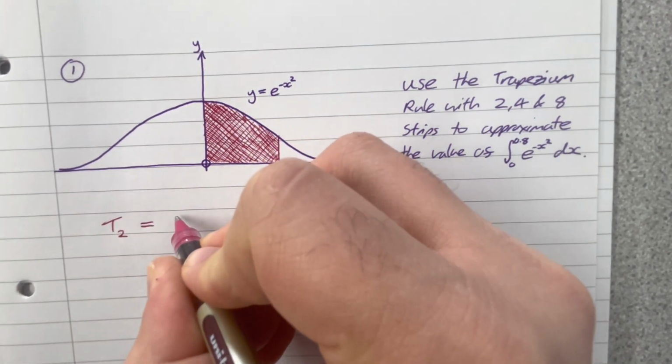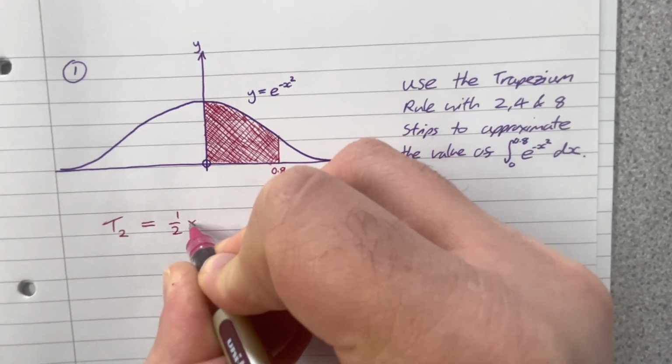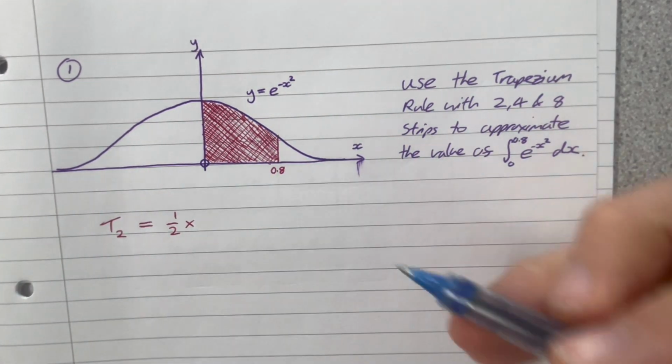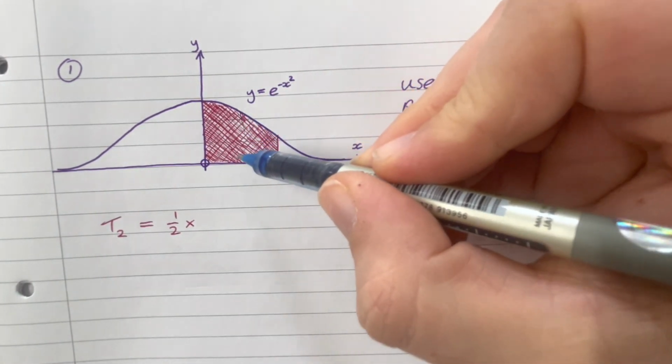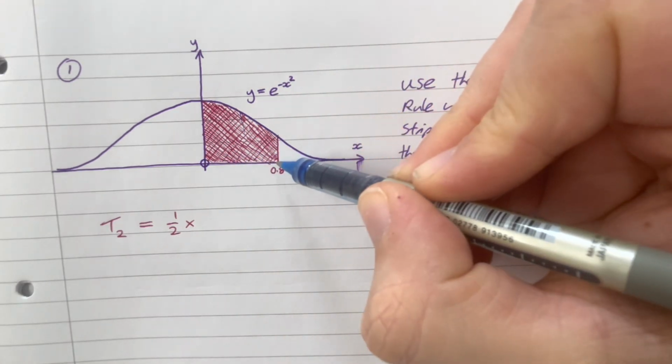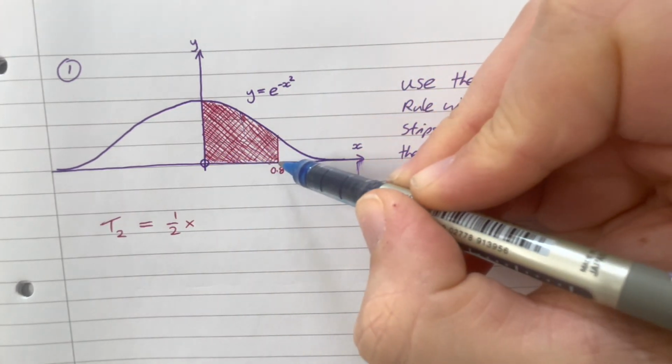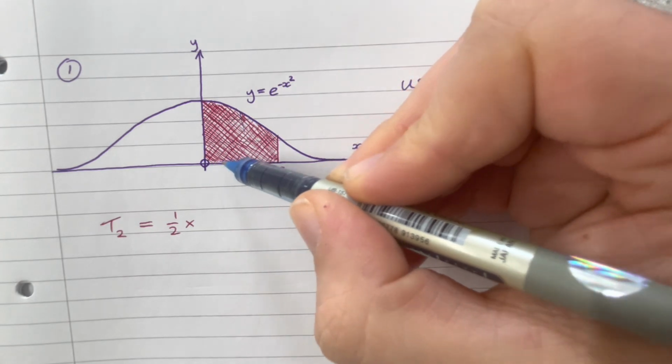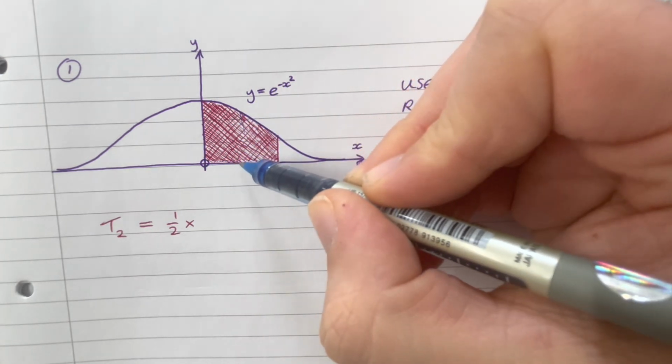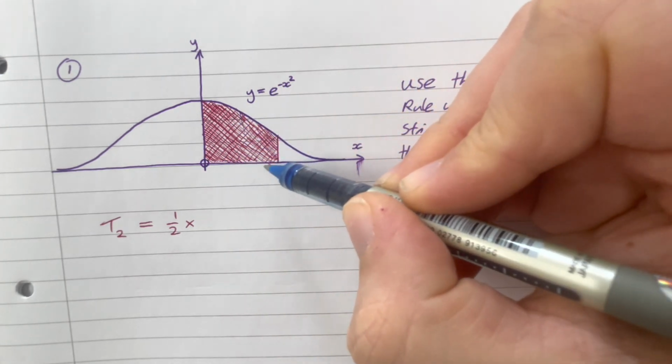This is equal to half times h. Now, if I'm going to do 2 strips, then each strip is going to have a 0.8 base, because the whole thing must be 0.8. So half of that is 0.4. So it's going to be 0.4 to there, and then 0.4 up to there. So h is 0.4.